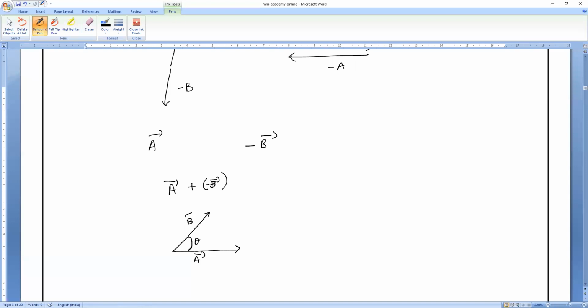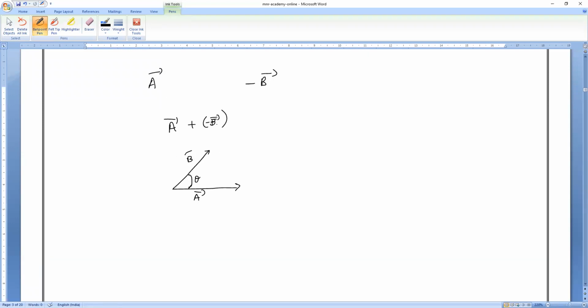Now you tell me. We want B dash, minus B, we want it. So what do we have to do actually? Now they are asking A plus minus B, we want to add it. Can you tell me, where will the resultant vector act? Between A and B or A and minus B? Directly opposite. Now if this is the B, then what about minus B? It is 180. This is the minus B. Is it right or wrong? Everybody, are you clear?